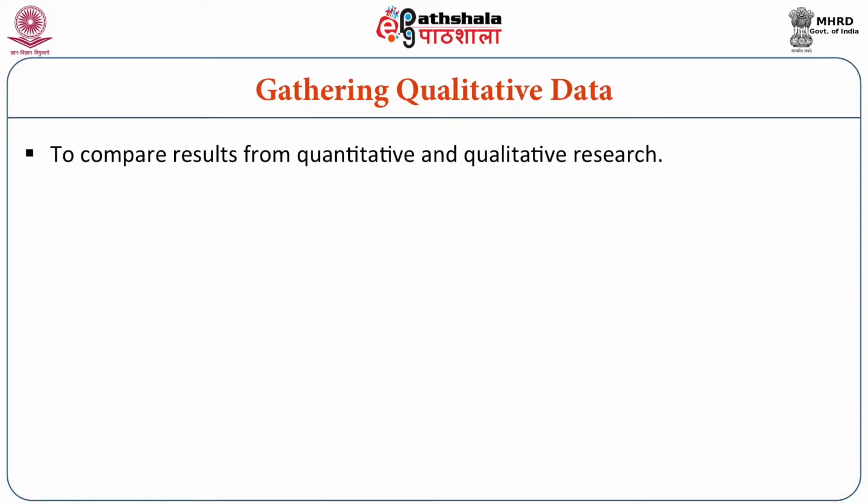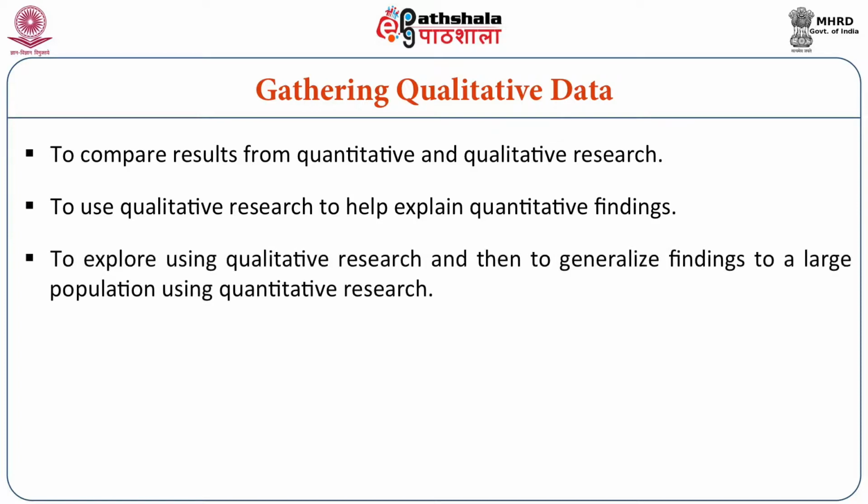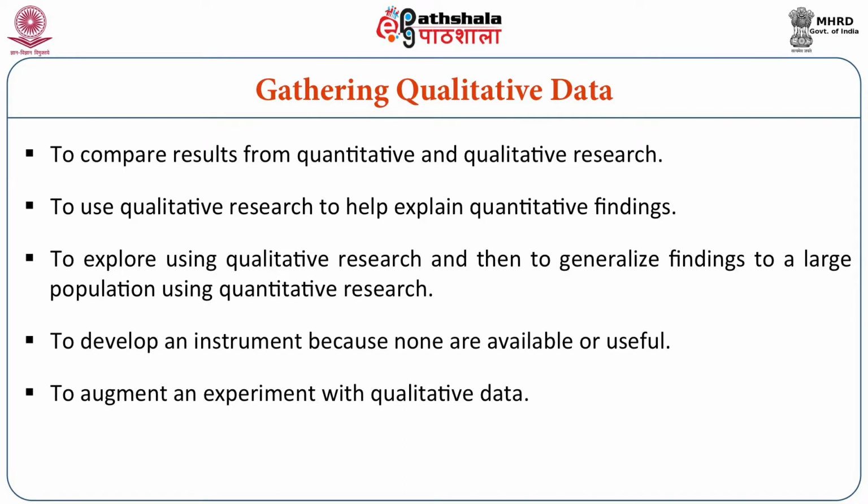The researcher may get really confused about which one to use. Are we strictly supposed to use just one at a time, or can we have a mixed one? Of course, mixed methodology is preferable. It can be used, but there are typical situations in which mixed methods are used. They can be used when we want to compare results from quantitative and qualitative research, or to use qualitative research to help explain quantitative findings, or to explore using qualitative research and then to generalize findings to a large population using quantitative research, to develop an instrument because none are available or useful, or to augment an experiment with qualitative data.